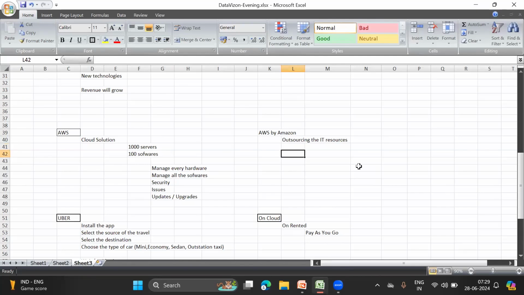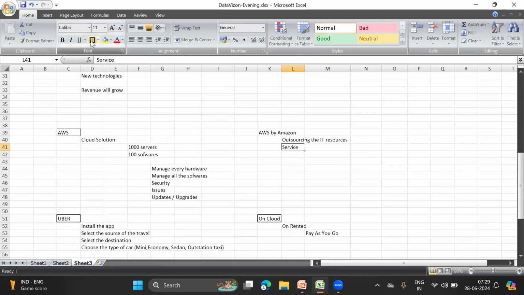They came up with different services. Each service corresponds to a feature. A service, you can say it to be a software, right? In AWS, we have different services to solve our problems. For each problem, we have a different service available in AWS.